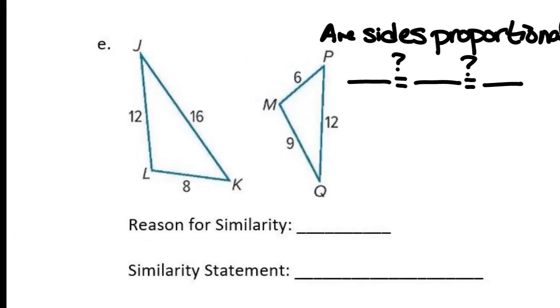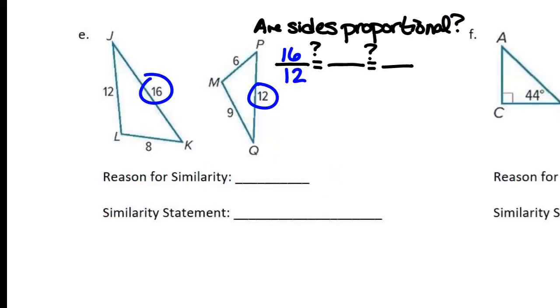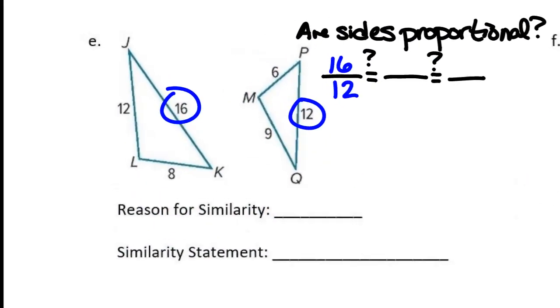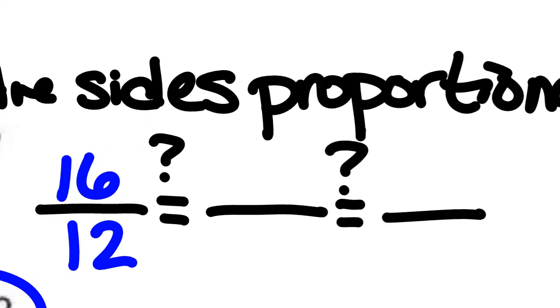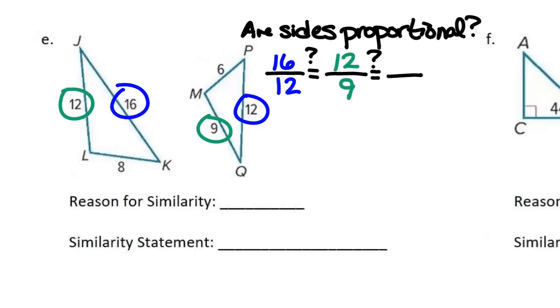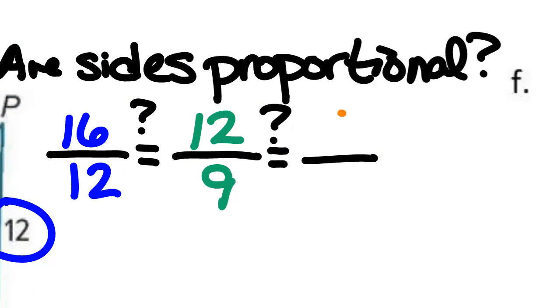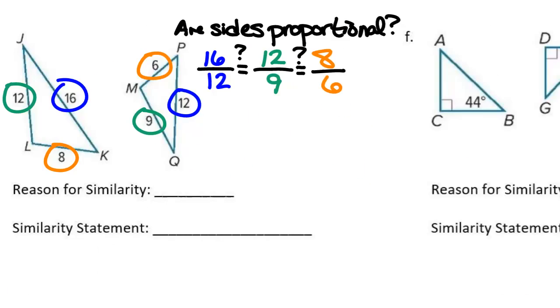All right, so give me a pair of sides that I can match up. 16 and 12. Which one do you want to put on top? Sounds good. 16 over 12. Give me another pair of sides to match up. 12 and 9. How does this one have to be set up? 12 has to be on top, so 12 over 9. And finally, 8 and 6. So we do 8 over 6. And now we're going to divide each of those.